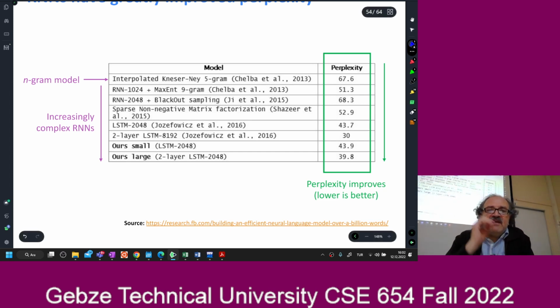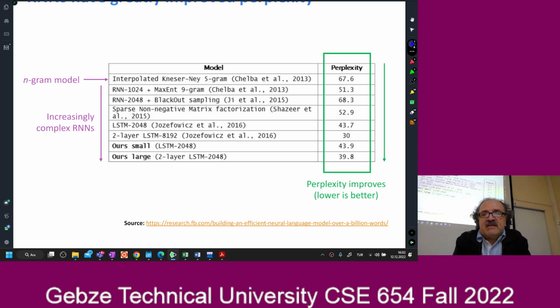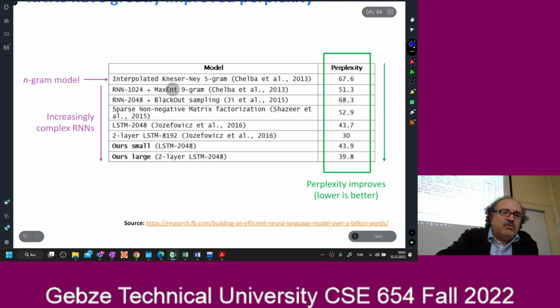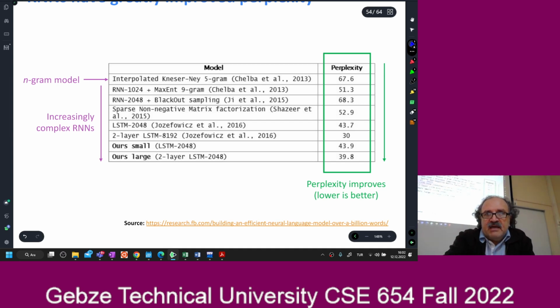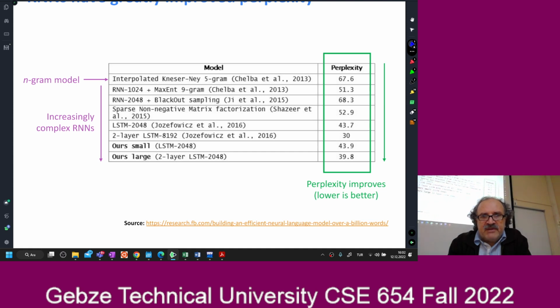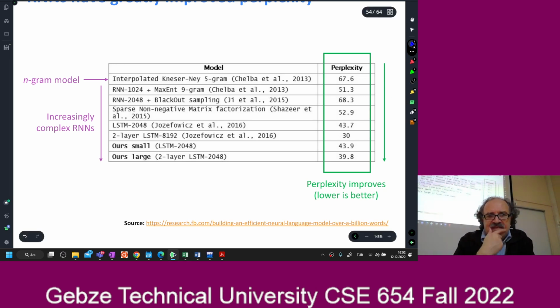So RNN is a very nice generalizable thing, okay? For the rare cases, it works. For the commonly occurring 9 grams, very robust statistics, okay? So perplexity dropped a lot. Then RNN 2048, blackout and sampling, and this one doesn't use any n-grams. Sparse non-negative matrix factorization, I don't know what that is. Then LSTM is a kind of version of RNNs.